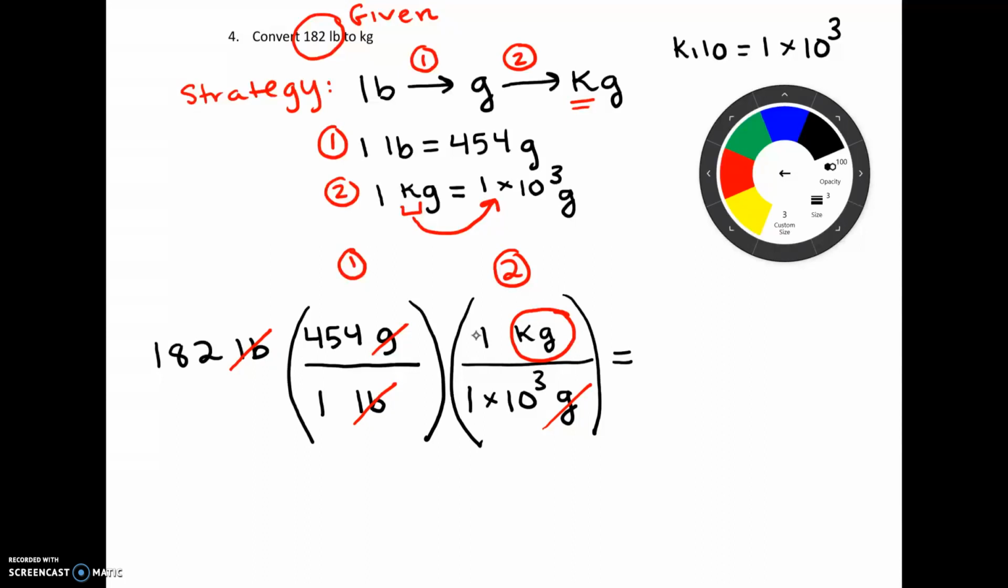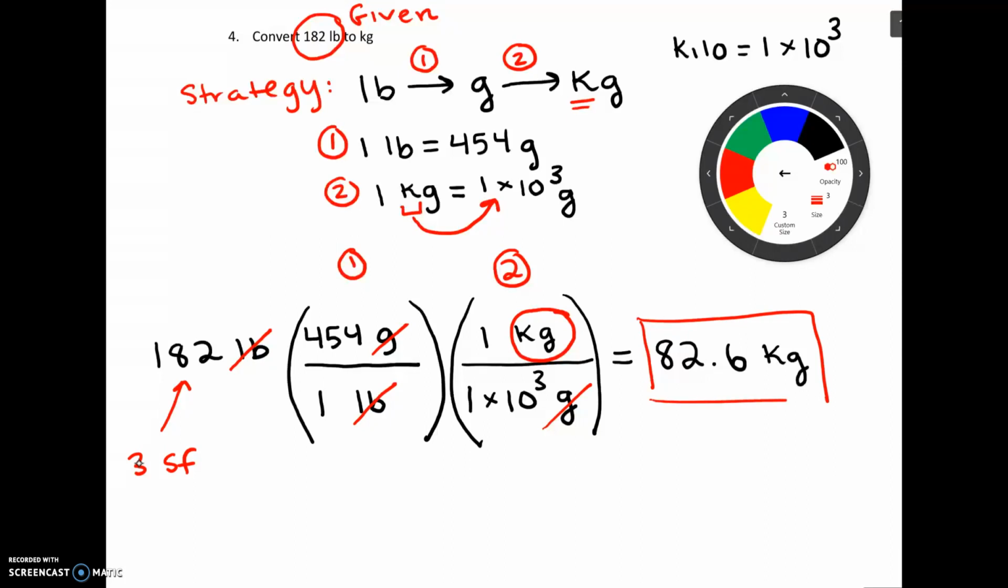When I get my answer here, I want 3 significant figures because this number in front has 3 significant figures. I'm going to round my answer to 3 significant figures, and my answer with 3 significant figures was 82.6, and now my units here are kilograms. So this here is my answer, and this is the end of my 2-step problem for unit conversion.